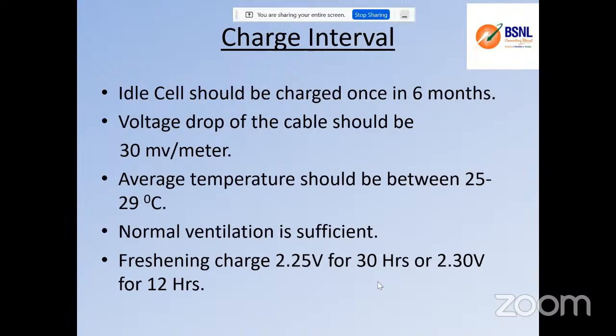In case of fresh charging, that is, the very first time you do this charging, they say it has to be charged at nearly 2.25 volts per cell for 30 hours, or at a boost voltage. As I said, there will be a higher voltage per cell, that is the boost voltage, for 12 hours. If you want to make it quick for utilization, you can go for boost charging.